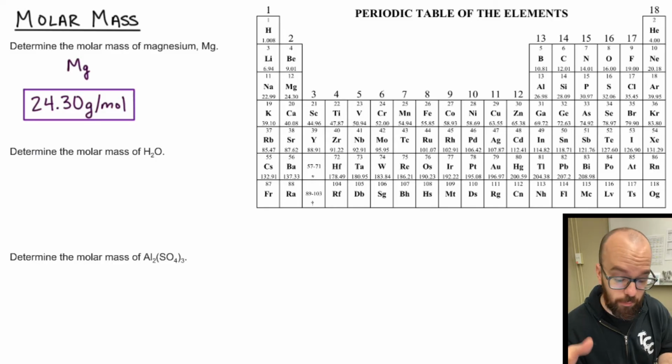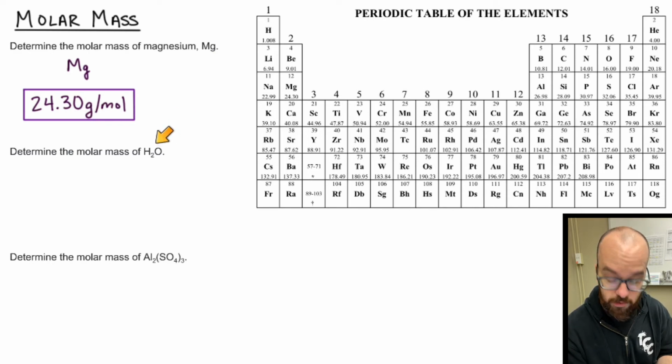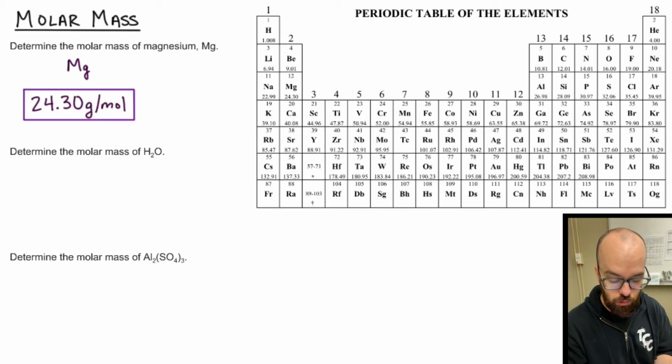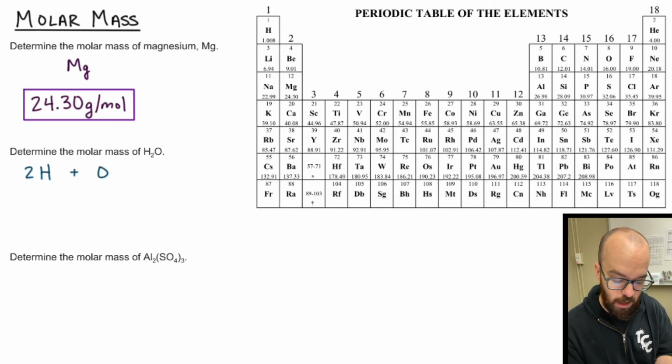Now our second example, we're going to look at water. Determine the molar mass of H2O. Now we need to be able to interpret this chemical formula here to determine how many atoms of hydrogen and how many atoms of oxygen there are so we can calculate the molar mass. That H2 means that there's going to be 2 hydrogens in water. So I'm going to write out 2 hydrogens, and the O doesn't have a subscript, so I'll just assume that there's 1. So plus 1 oxygen.